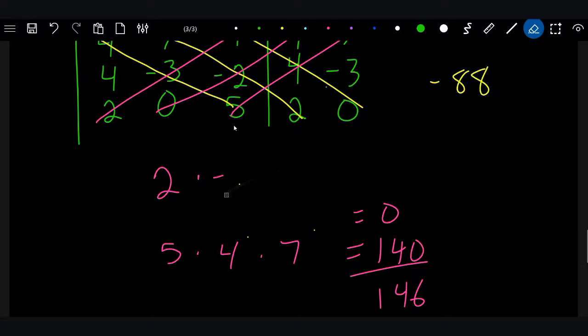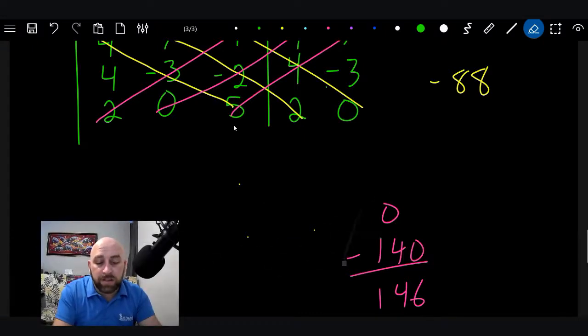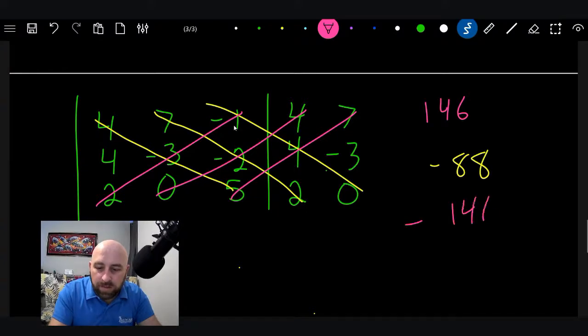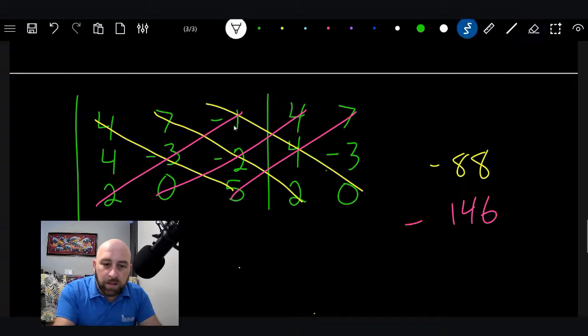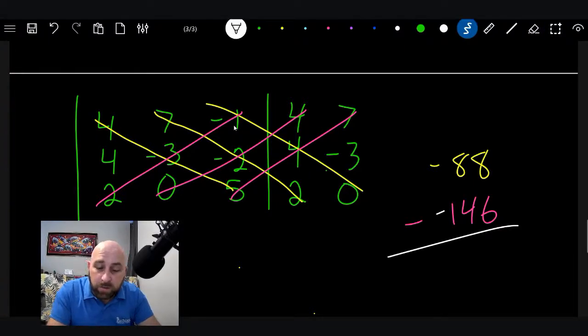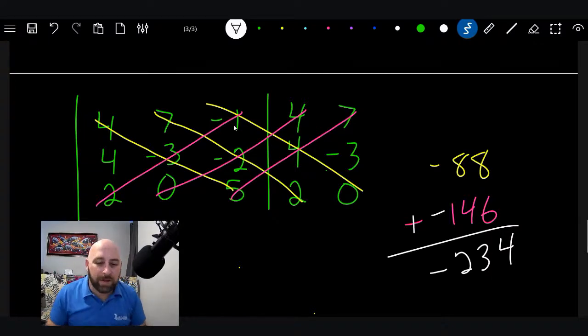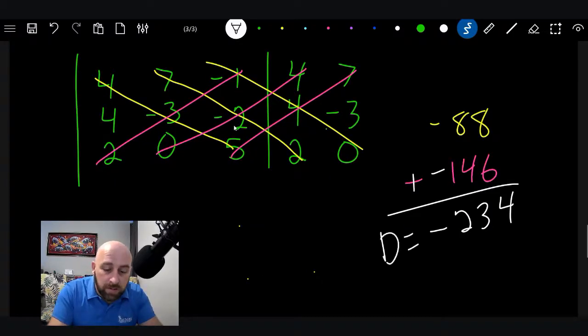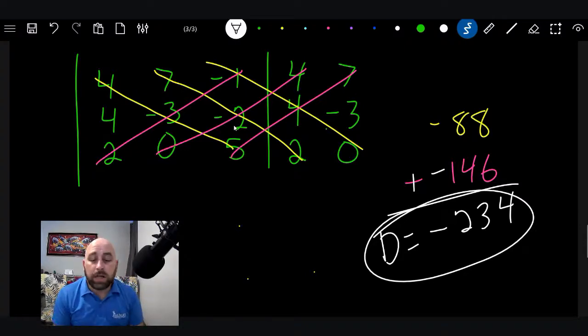Now we go back to what we did before. What did we do once we got our diagonal and our antidiagonal? We subtracted the antidiagonal from the diagonal. So we go up here and subtract negative 88 minus 146. What do we get? When you're subtracting in algebra, you change the sign of the second and add. So we're just going to add those together, and that gives us negative 234. So our discriminant in this one is negative 234. I said 243, sorry, negative 234.